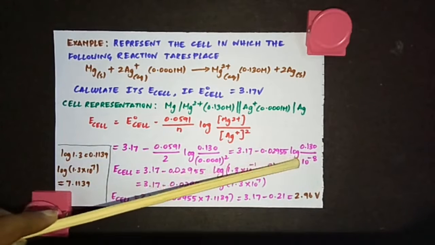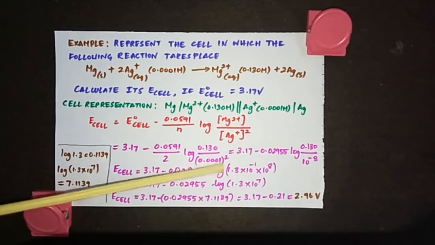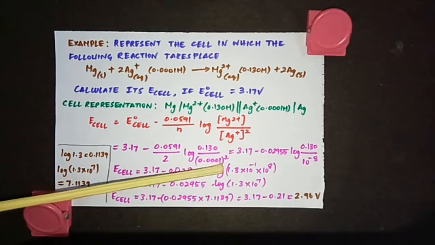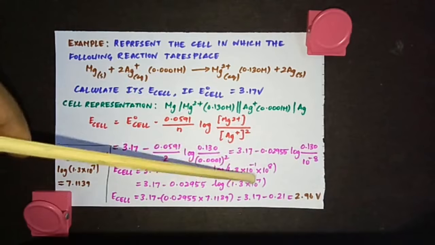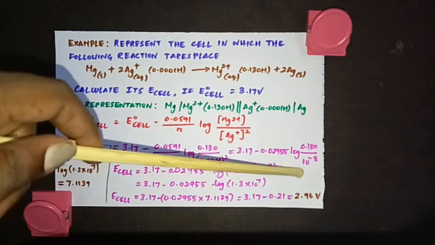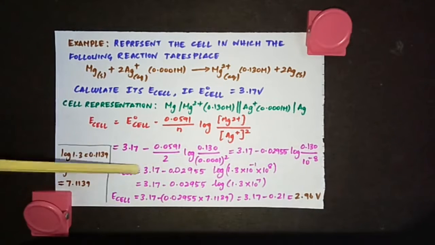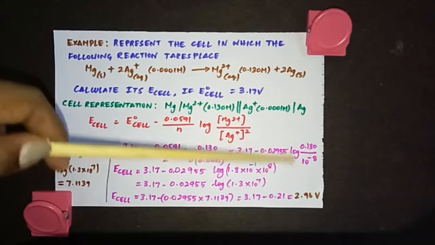So that would be equal to 3.17 minus, when you divide these two values, you get 0.02955 log 0.130 by, when you multiply this, you will get what? 10 power minus 8, right? How do you get 10 power minus 8? You will get 0.6 zeros and then 8 zeros and 1, so 10 power minus 8. And now I've told you you should do this log part separately and then multiply with this value and then subtract.